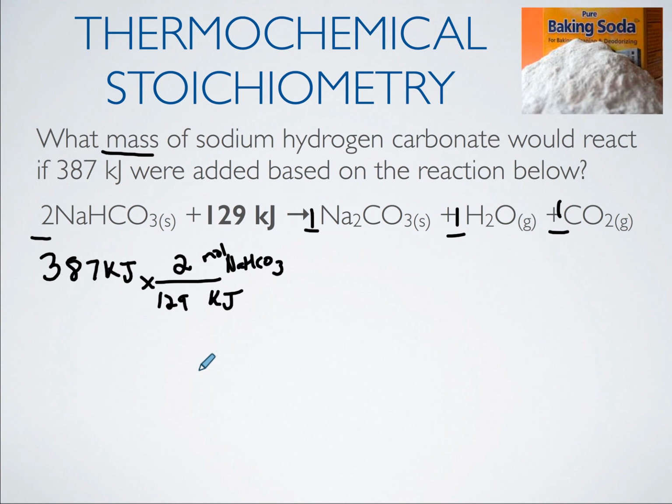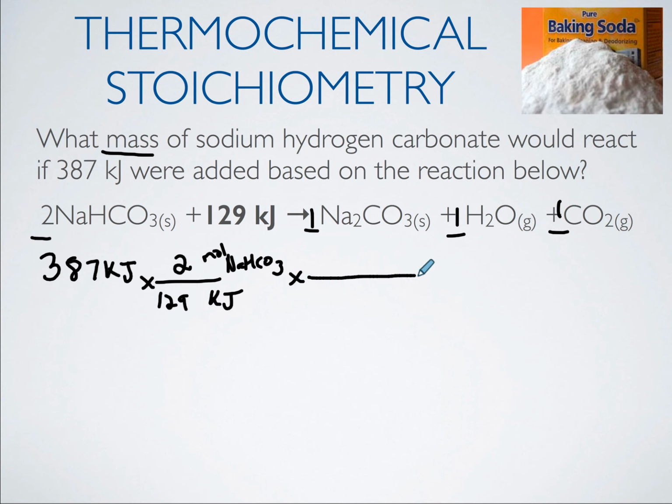1 mole is equal to 22.4 liters if you're talking about gaseous volume. And 1 mole is equal to 6.022 times 10 to the 23rd if you're converting to particles. Here, because this is in the balanced equation, we're going to say that it is 2 moles of the baking soda for the 129 kilojoules.